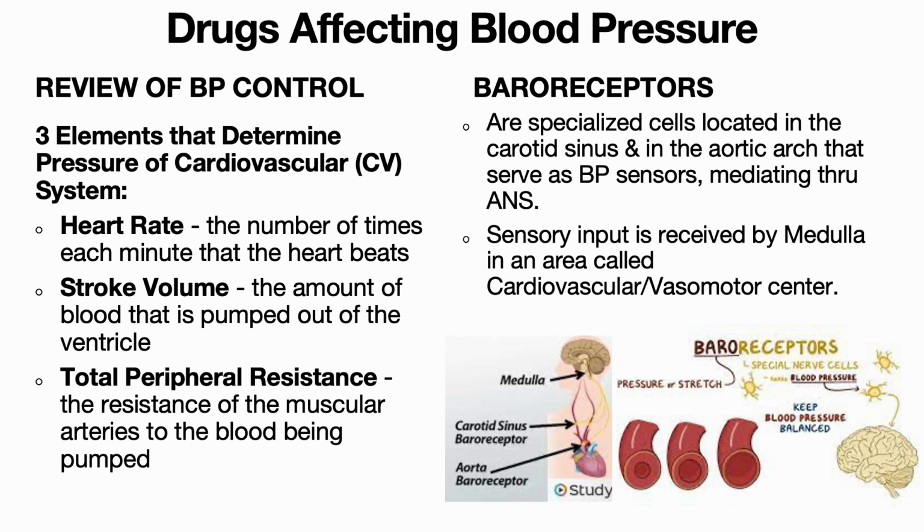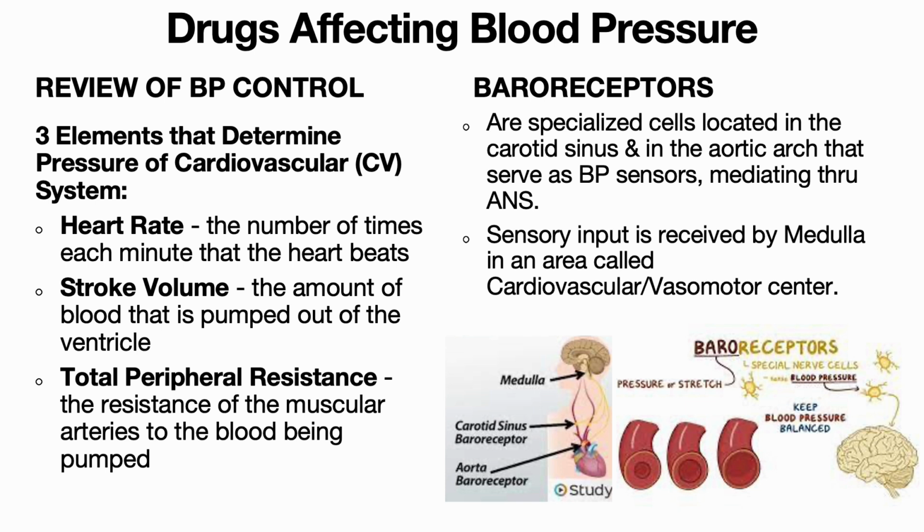We will now proceed into drugs affecting blood pressure. The cardiovascular system is the highway within the body that distributes oxygen, nutrients, and hormones and transports waste products such as carbon dioxide so they can be removed from the body. The blood in this system flows from areas of higher pressure to areas of lower pressure. The highest pressure in the system is always the left ventricle during systole, while the lowest pressure is in the right atrium. So we have three elements that determine pressure of the cardiovascular system.